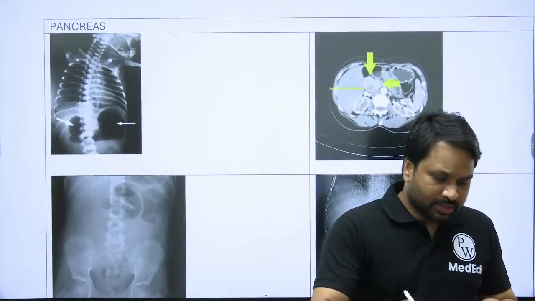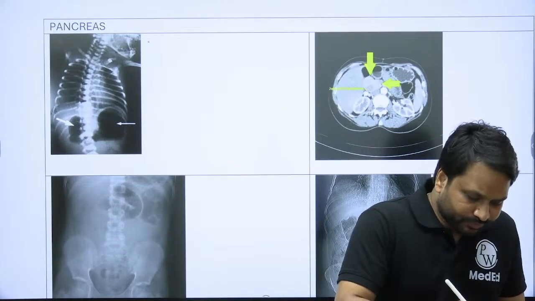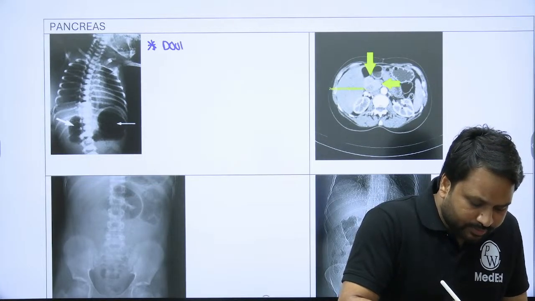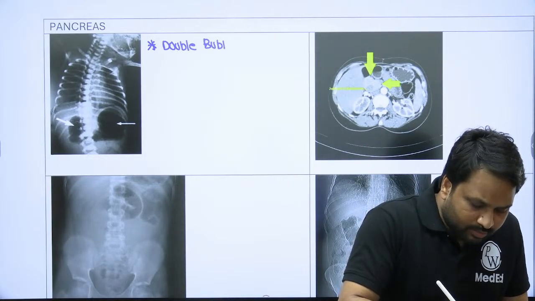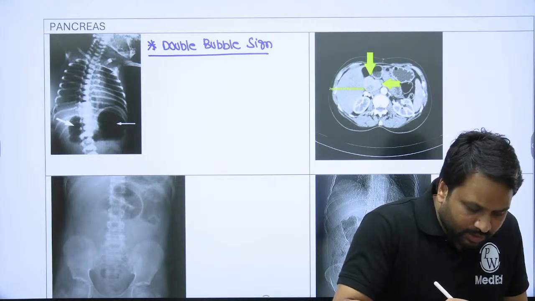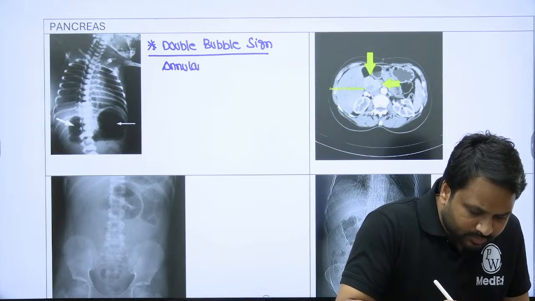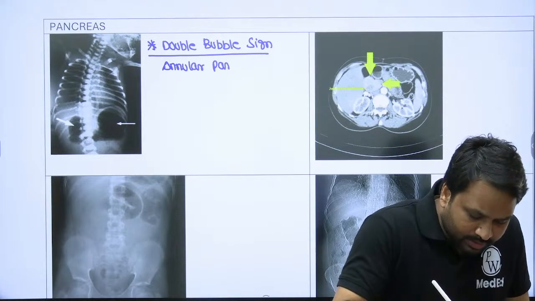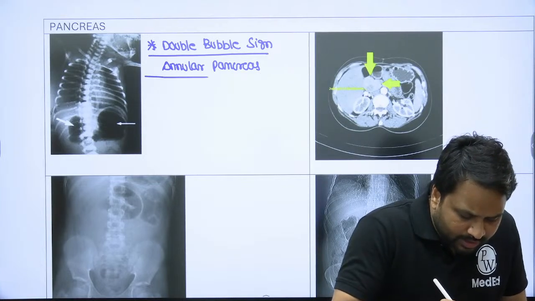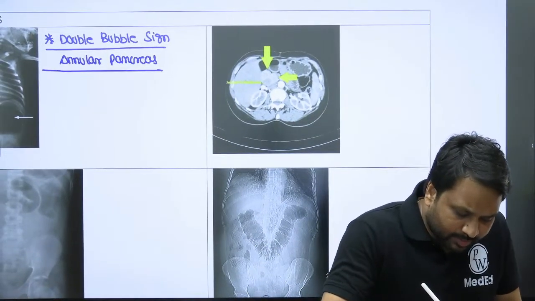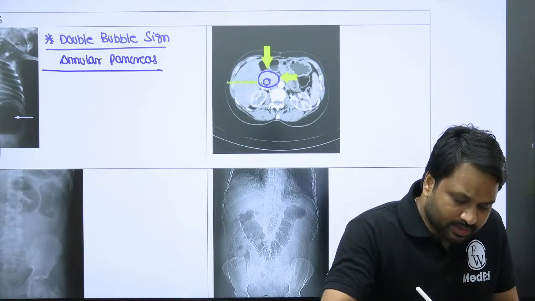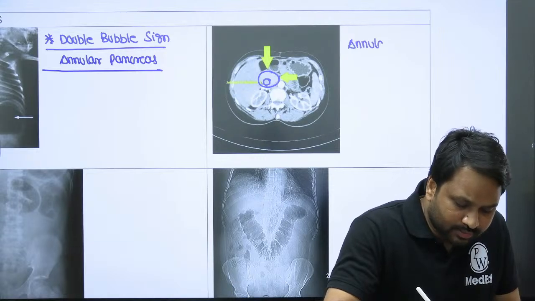In the pancreas, again a quick succession. A patient with double bubble sign in pancreas, where do you see? It is usually seen in annular pancreas. If you see a CT image of an annular pancreas, this happens to be the duodenum and this happens to be the pancreatic tissue, and this is your annular pancreas.